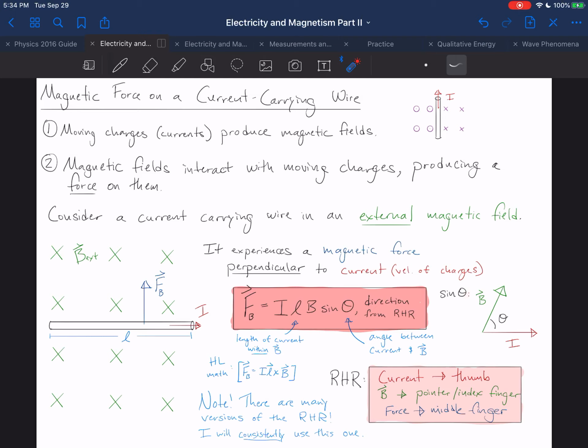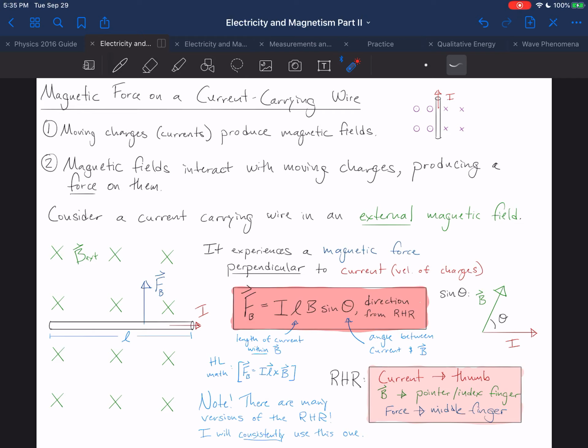So just for those HL mathers following along, this I L B sine theta should jump out at you just a little bit. We are secretly sneaking in not a dot product, but a cross product. And that is fundamentally what is going on. I L cross B is equal to the magnetic force. If you don't know what I'm talking about, that's totally fine. That's not a problem. I just wanted to point it out for those who had seen cross products in HL math. That is what we're doing with this particular force law.